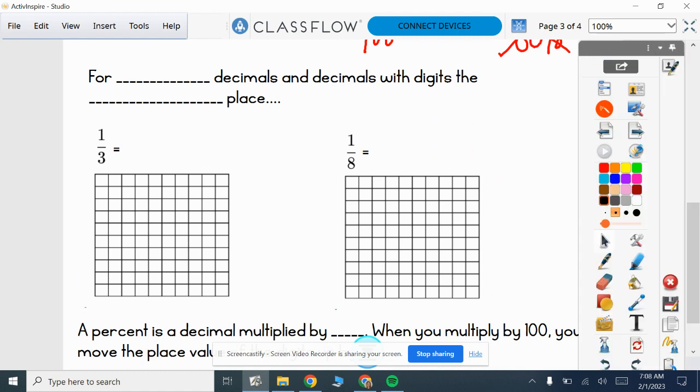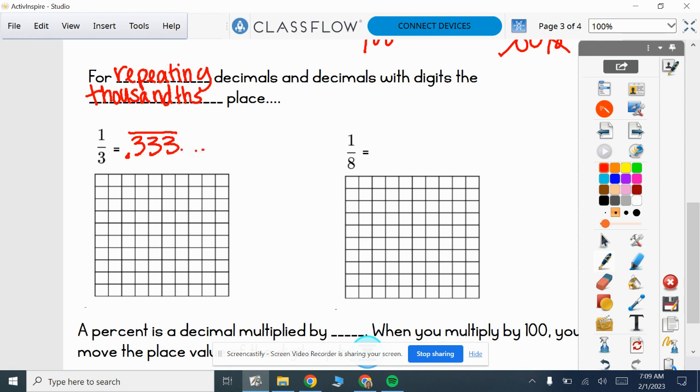So it gets a little trickier when we have repeating decimals. So for repeating decimals, and with digits in the thousands place, it's going to get a little bit trickier because we can't just put them over 100. So 1/3 is a decimal. We know it's 0.333 repeating. And it goes on forever and ever.